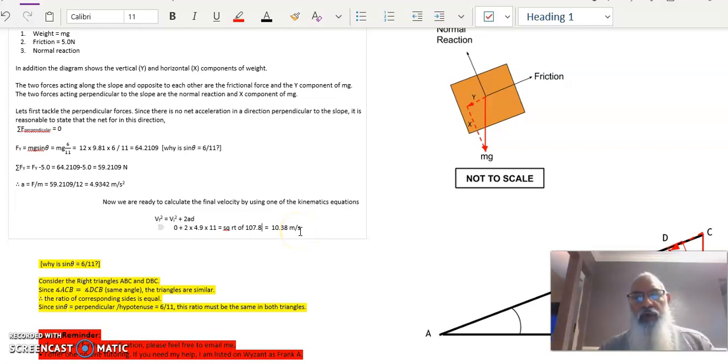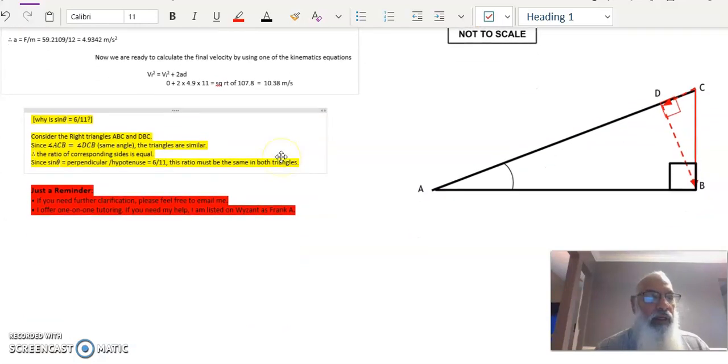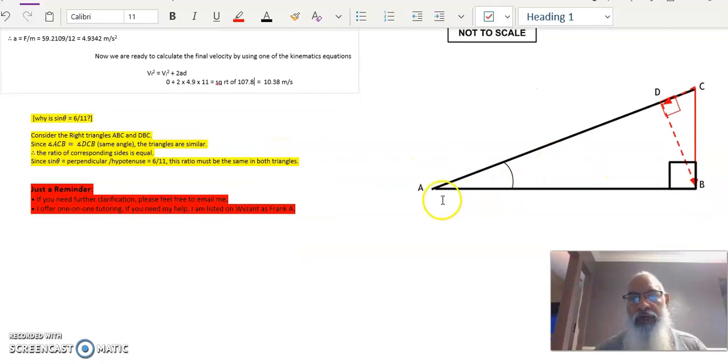Now, I am going to go back to something earlier. I am going to explain once more why the sine theta is 6 over 11. And for that, let's look at this diagram here. So you have a triangle ABC, which is a right triangle, and then you have a triangle CDB, which is in red, which is also a right triangle. So now you have two right triangles, and the first thing we want to do is prove that they are similar, because we know that if triangles are similar, then the ratio of corresponding sides is equal.